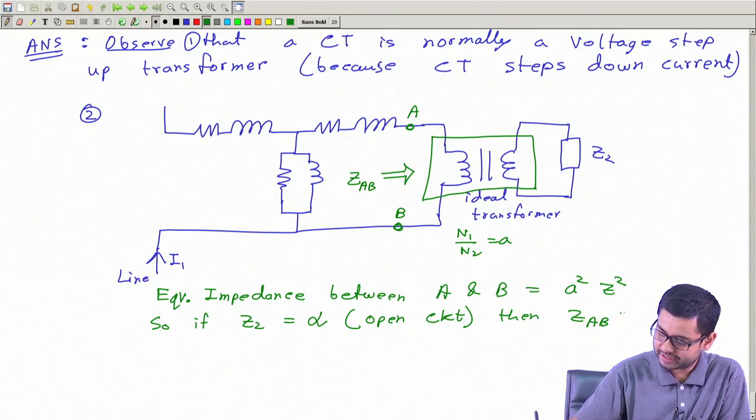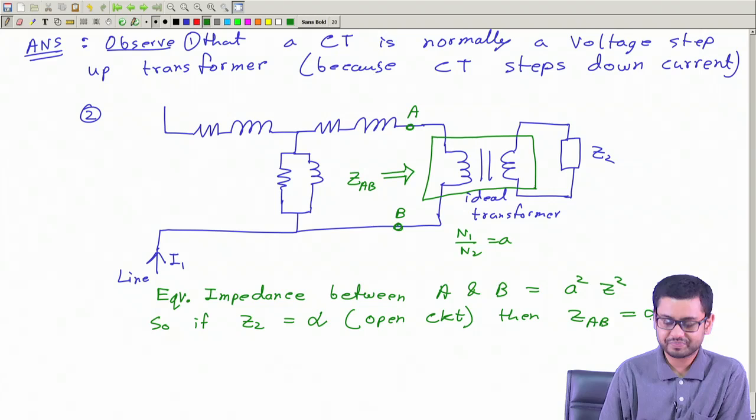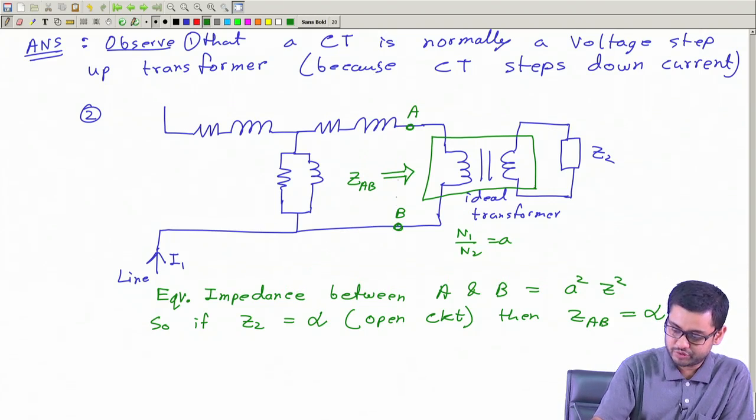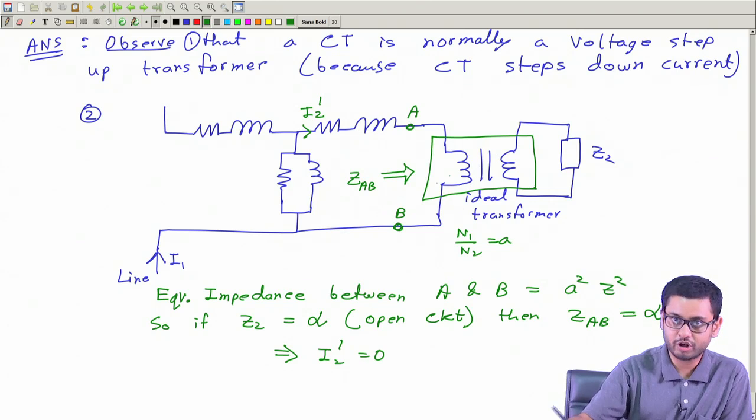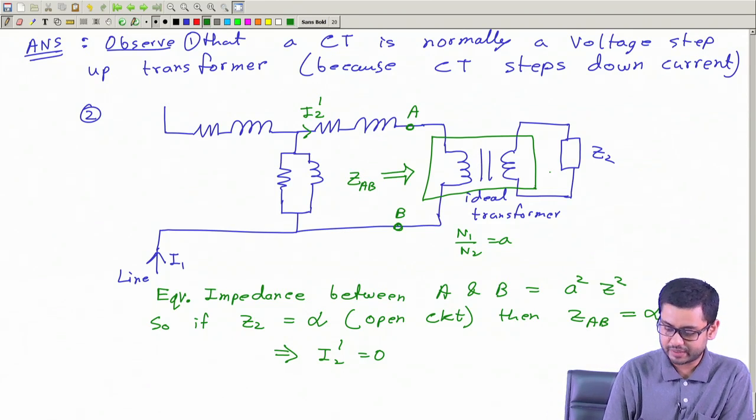This is also infinite, open circuit. Okay, so this is infinite. So this will imply what? This current, which is I2 prime according to our notation, so I2 prime will be equal to 0. So this side is not there at all. This part is gone. I mean, from here to here, this is not effectively there.